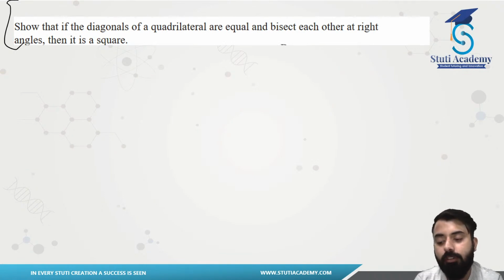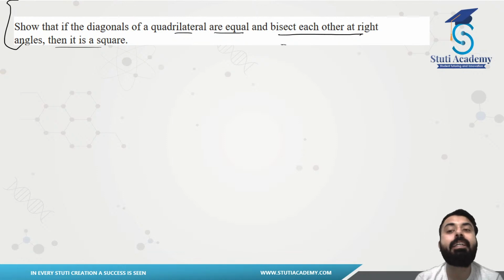Show that if the diagonals of a quadrilateral are equal, we have been given that the diagonals of a quadrilateral are equal and bisect each other at right angles, then it is a square. If the diagonals are equal, they are bisecting each other at right angles, we have to show that it is a square. Now whatever we had done in our previous sum, we have to do exactly opposite. Here we are going to approach the question with the bottom up approach. So you guys see, we have been given a quadrilateral and we have to prove that it is a square.